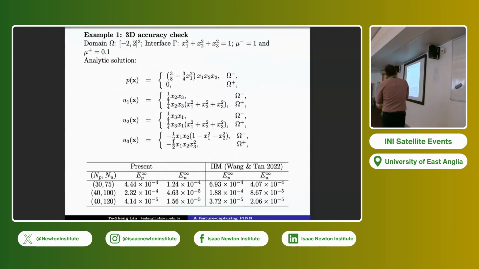And that's a 3D accuracy check. In three-dimensional space, we have an analytic solution here. This part is our feature capturing Stokes interface problem, while the right-hand side is the immersed interface method. You can see that the accuracy is roughly the same. We attain a similar accuracy, 10 to the negative 4, in the infinity norm for pressure and for velocity. And I want to mention again, the present method is much, much easier to implement.